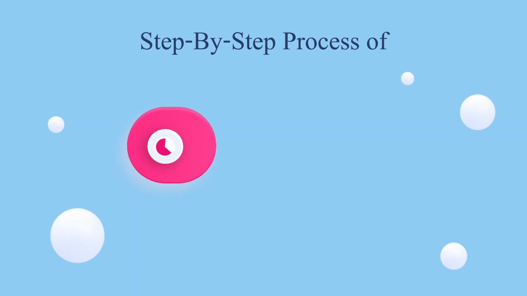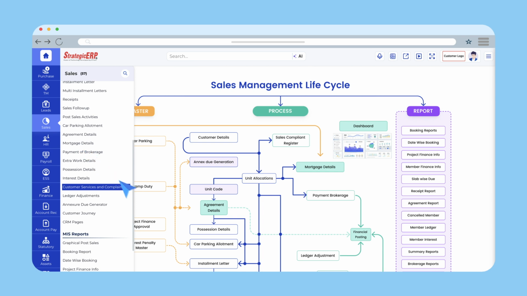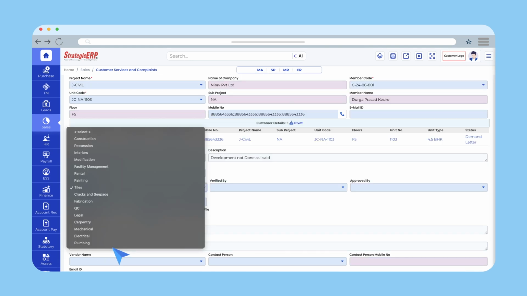Let us understand the step-by-step process of creating customer complaints in StrategicERP. Navigate to the Customer Services and Complaints form under the Sales Management module. Select the request type as complaint, query or suggestion. Select the request category. The list will be auto-fetched based on the selected request type.